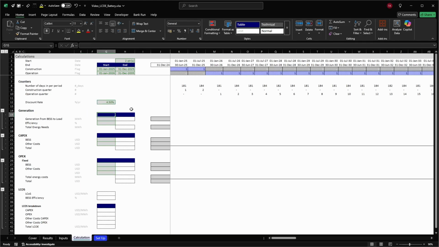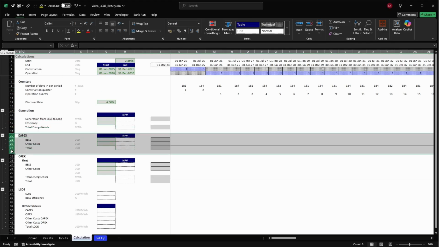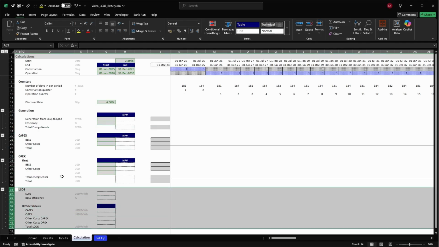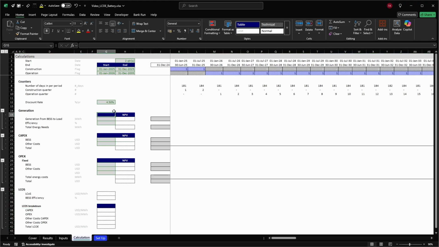So let's see how that goes. Okay, so what we're gonna have here, I'm gonna use all the columns in here to bring the numbers from the other sheet, and here I'm gonna calculate the NPV. This here will be all the NPVs. I'm gonna calculate them. So NPV, NPV, and NPV. And here I'm going to bring the generation, right? So we have the generation, then we're going to have the capex, the opex, and here I'm going to calculate the LCOS basically.